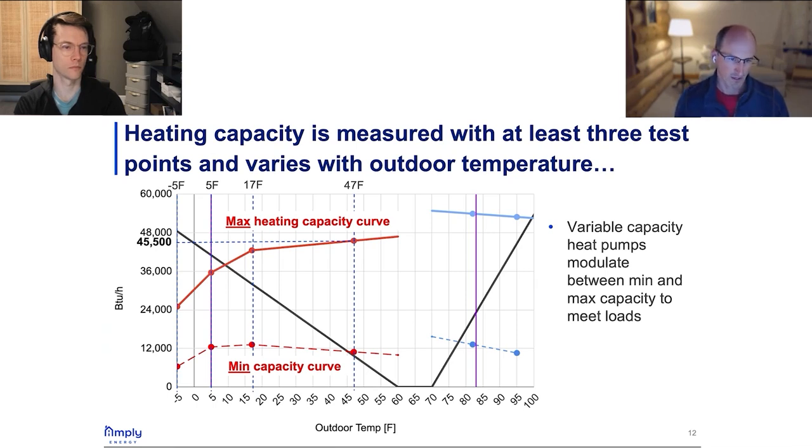And I can do the same thing on the minimum capacity. So it looks a little bit like an alligator with its mouth open for these two curves. And then we can do the same thing on the cooling side. We've got a max cooling capacity curve and a min cooling capacity curve.